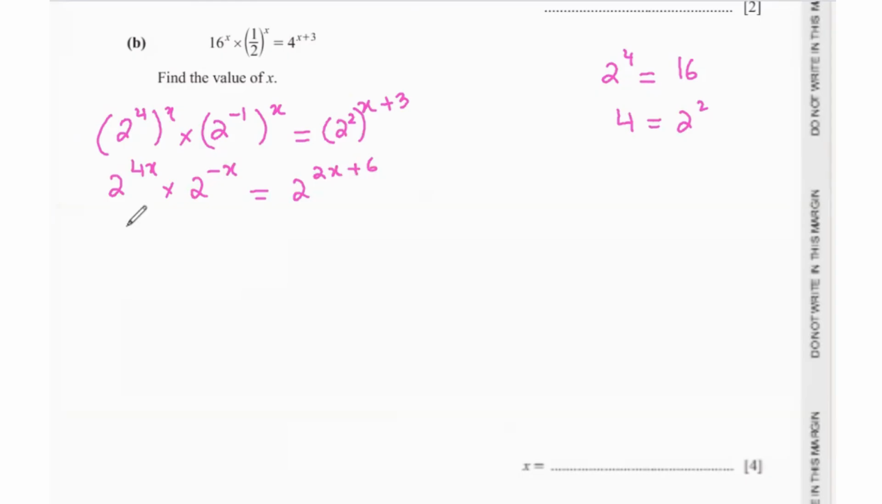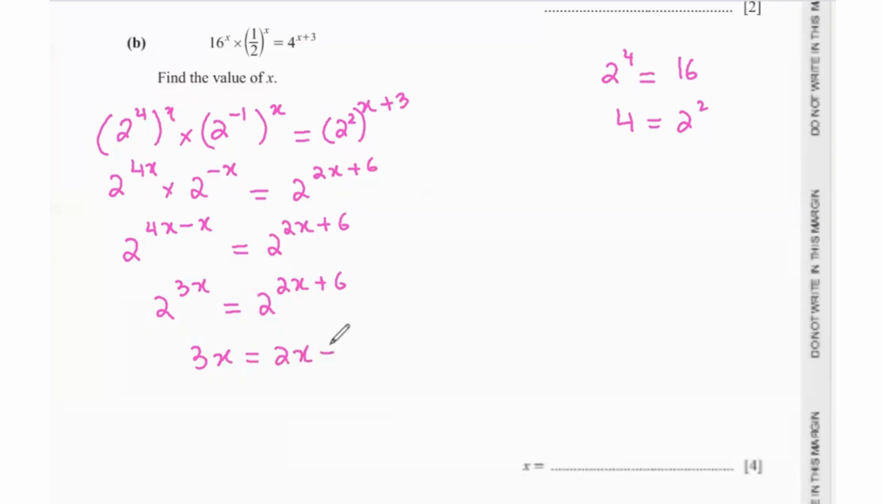Whenever we have similar bases being multiplied, we add the powers. So combine the similar base over here and add the powers. So that's 2 to the power of 3x equals 2 to the power of 2x plus 6. Since the bases are the same on both sides, we can put the powers equal to each other. So 3x equals 2x plus 6, 3x minus 2x equals 6, and x equals 6.